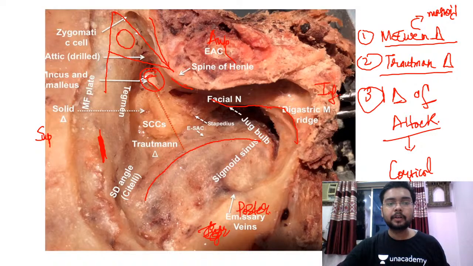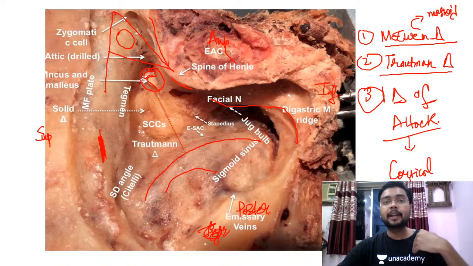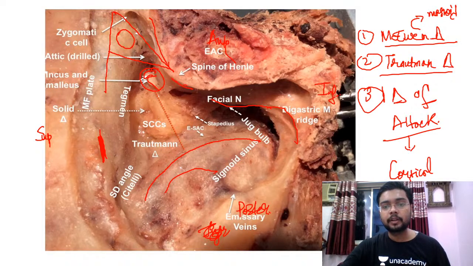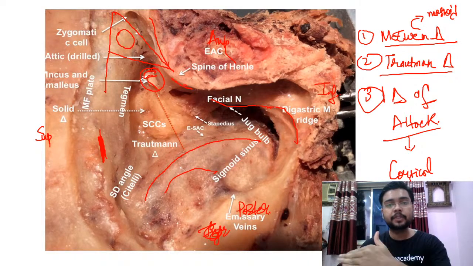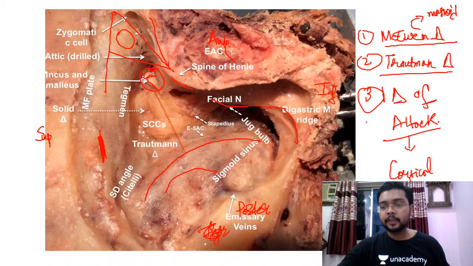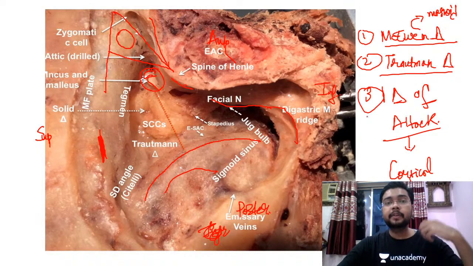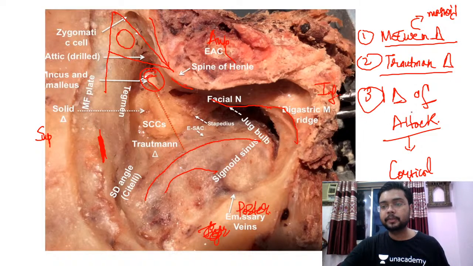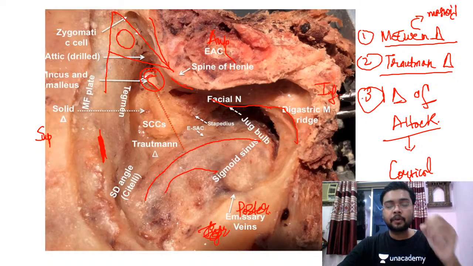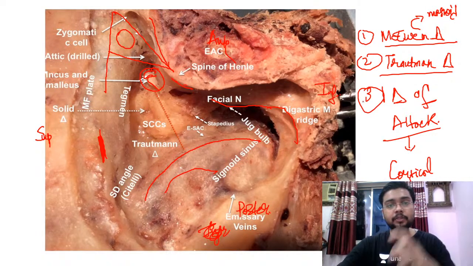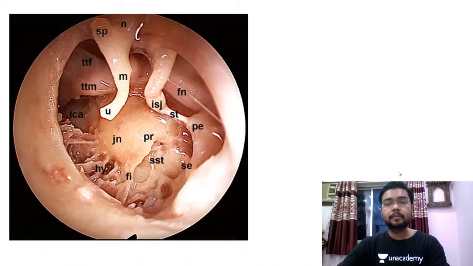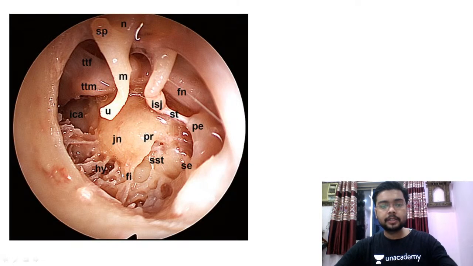Superiorly will be your tegmen antri, right? Posteriorly will be your sigmoid sinus, and anteriorly will be your posterior canal wall. Inferiorly is the joining of the posterior canal wall with the sigmoid sinus. So this triangle of attack is the triangle where you start drilling for doing the cortical mastoidectomy. McEwen's triangle is the surgical landmark for your mastoid antrum, and the triangle of attack is your boundary for doing a cortical mastoidectomy.